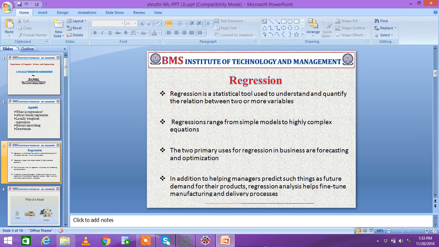Now, what is regression? It is a statistical tool which is used to understand and quantify the relation between two or more variables. Regression basically ranges from a simple model to highly complex equations. The primary uses for regression in business are forecasting and optimization. In addition to helping managers predict things such as future demand for their products, it also helps to fine tune manufacturing and delivery processes.